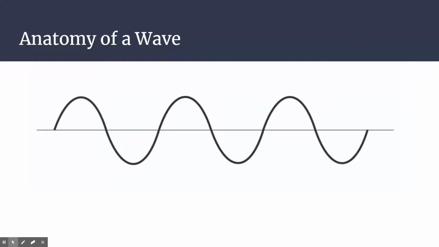So let's talk about the different parts of a wave. All waves can be represented mathematically. That basically means that they could be graphed. And this is what they look like when they're graphed. Now, waves don't actually look like this in real life. In fact, we can't see most waves. However, we can put them on a graph. And when we do so, there are different parts of the wave that we use to learn more about it.